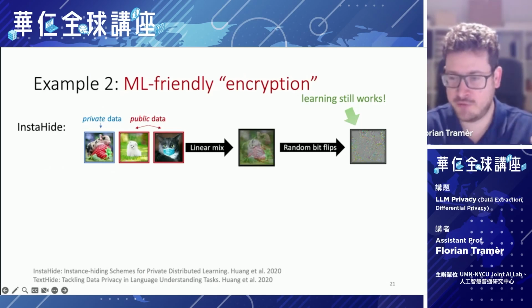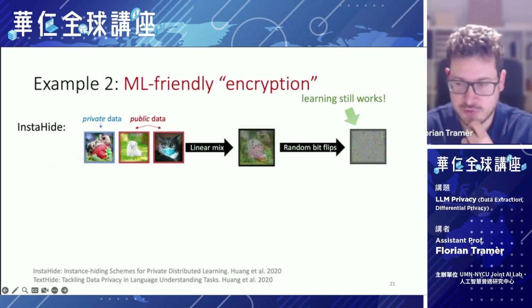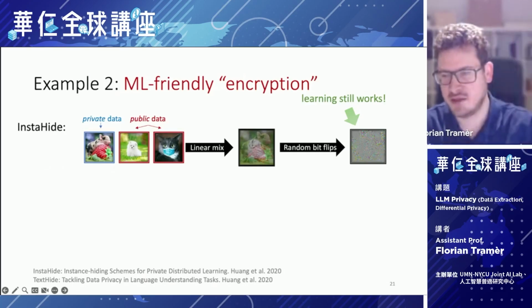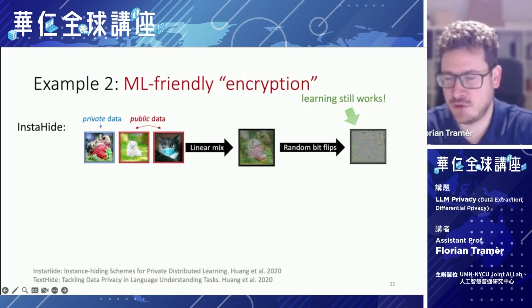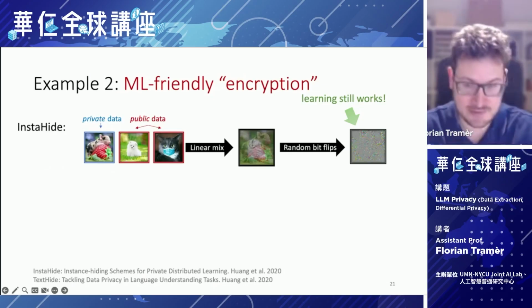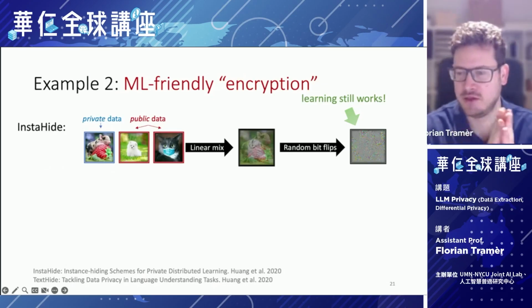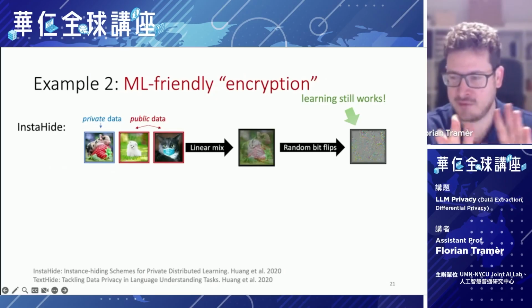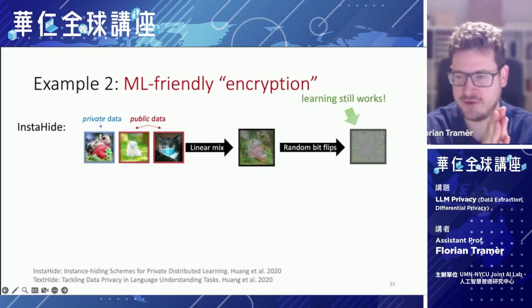And what the authors of this method found out, which was quite intriguing, is that training on these completely grainy and noisy images still actually gives you a good machine learning model. So somehow this encoding still contains some information about the training data that's useful, even though it seems like it really hides the input data.